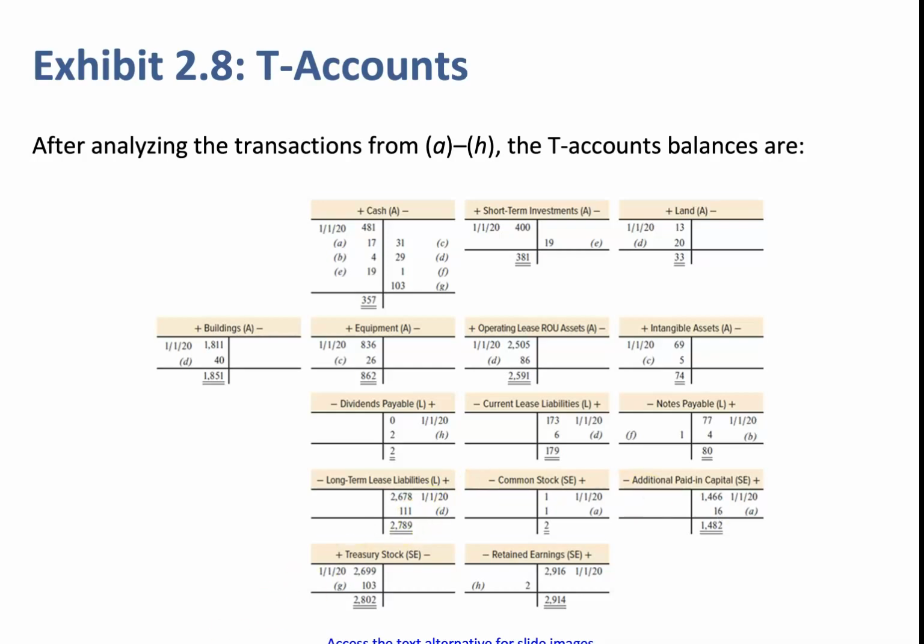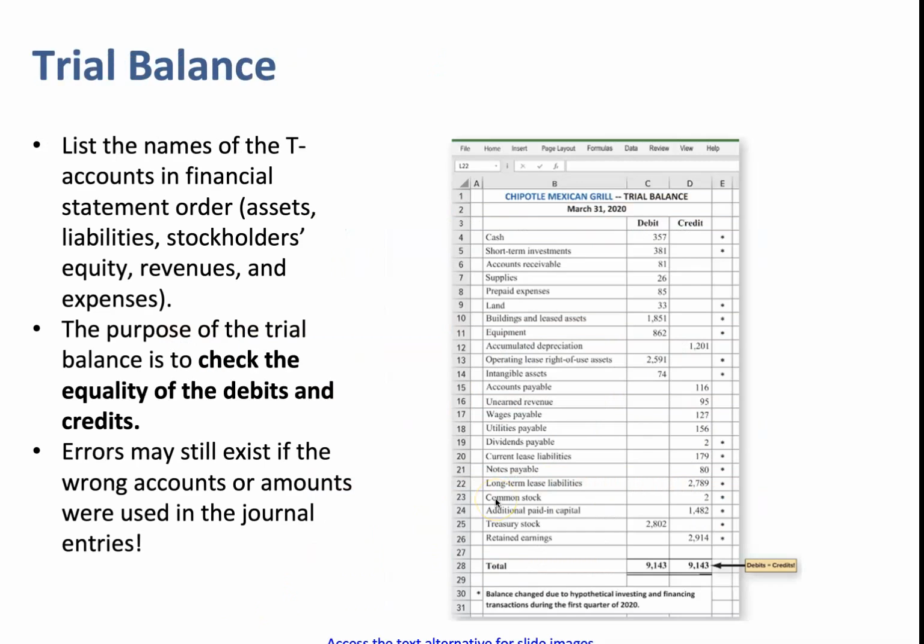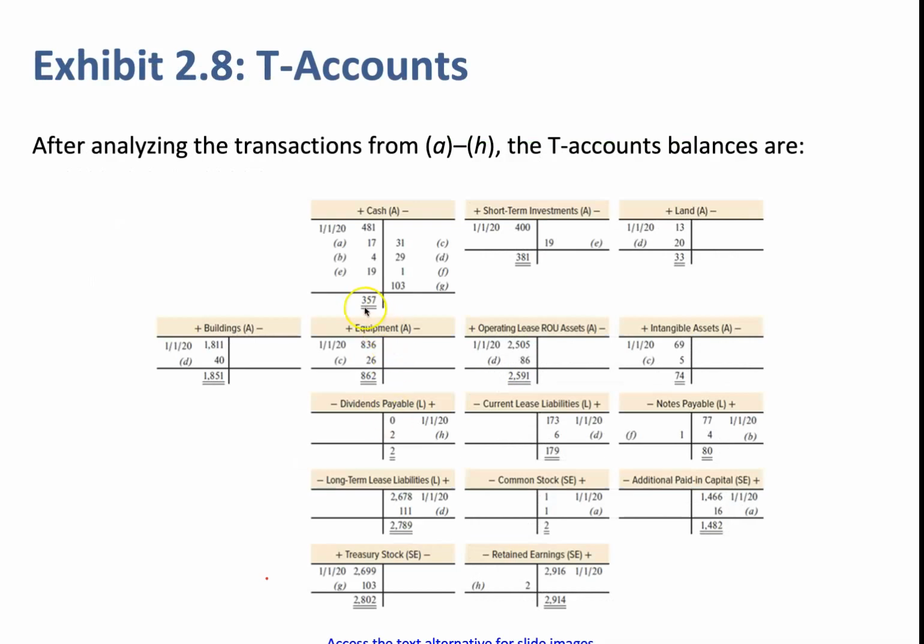So here kicks in another tool called the trial balance. A trial balance is introduced to make sure at the end of the period we did our T accounts correctly, so that the debit side equals the credit side of all the T accounts we have. To do a trial balance, we first list the name of the T accounts in the financial statement order, which means assets, liabilities, and stockholders' equity. And then we basically transfer the ending balance.